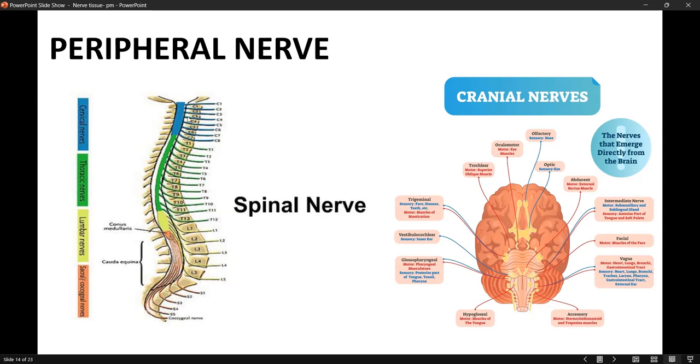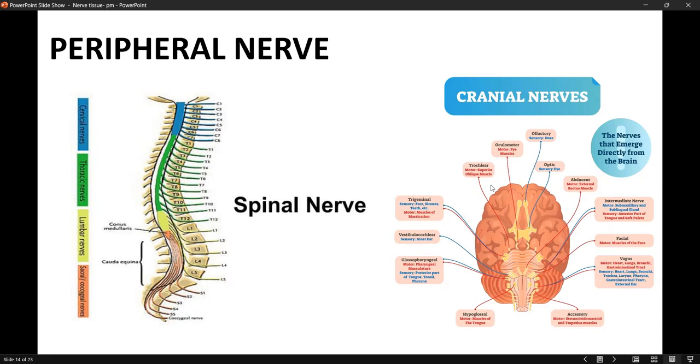Those are called the spinal nerves. Whereas there are also peripheral nerves which arise directly out of the brain and brainstem. Such nerves are called cranial nerves, of which we have 12 pairs. So 12 pairs of cranial nerves arise from the brain and the brainstem. That is also peripheral nerves.